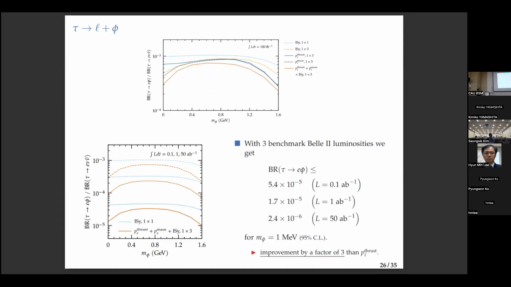And with some benchmark luminosities, we get the final luminosity target. We have an upper bound on the conversion ratio tau E5 to be 2.4 times 10 to the minus 6 for M5 plus M1M. And compared to the traditional method, we have found that our method can improve the upper bound by a factor of 3.